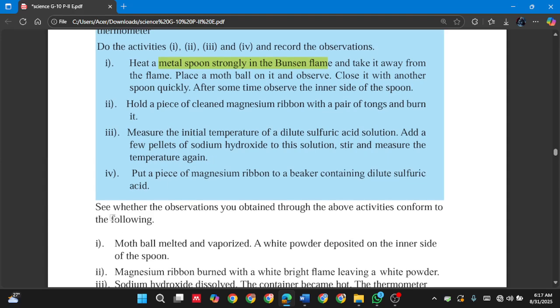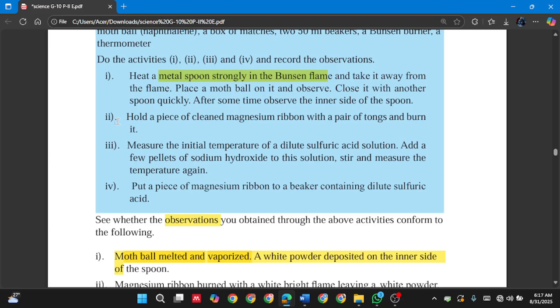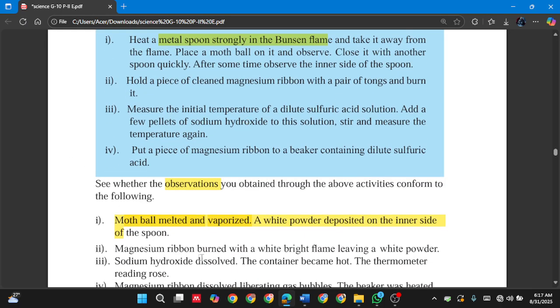So this is the observation of that practical. Mothball melted and vaporized. So it not only got melted but also vaporized. A white powder deposited on the inner side of the spoon. So the second one, hold a piece of clean magnesium ribbon with a pair of tongs and burn it. What happened? You already know this thing. Magnesium ribbon burned with a white bright flame, leaving a white powder. What is the end product? It is a white powder.